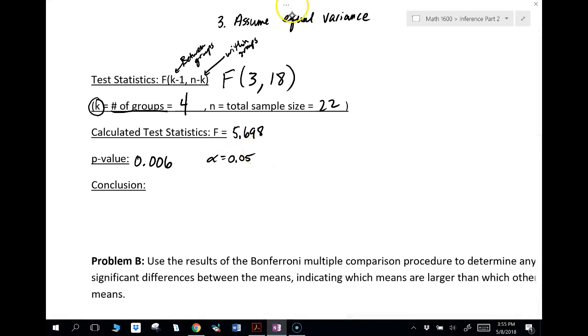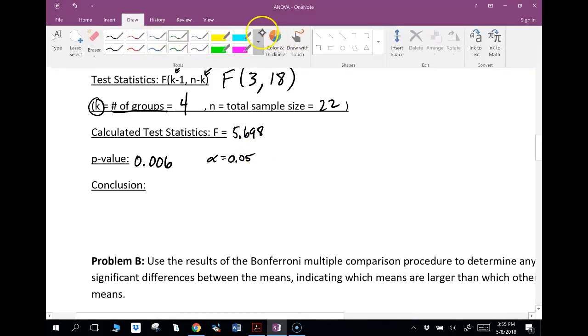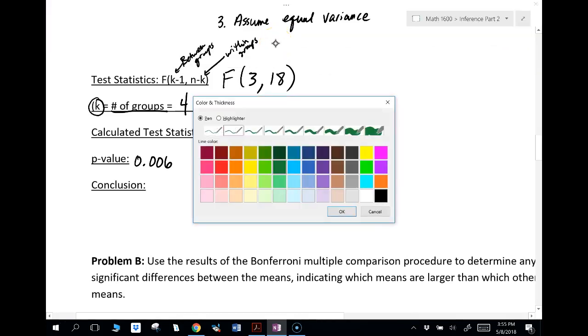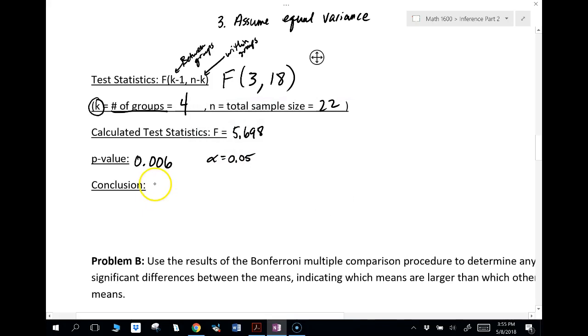So let's state a conclusion, shall we? We shall. What color should I use today? Pink. Did someone say pink? Oh, I can't use yellow. How are we going to see that? Good choice, though, I guess.